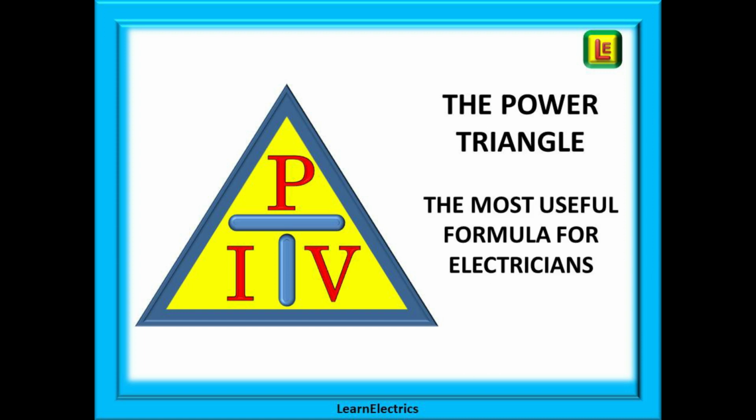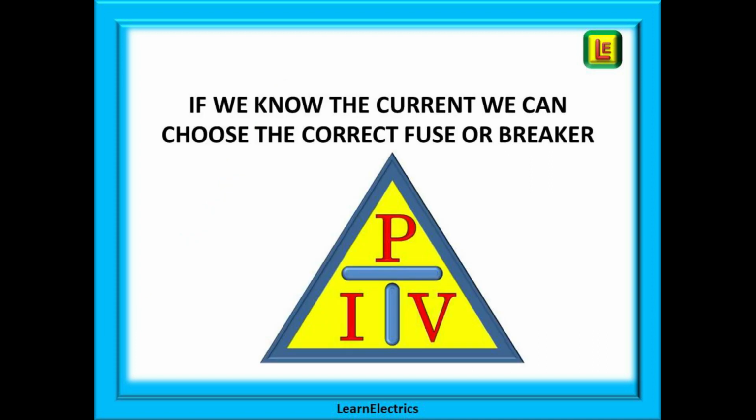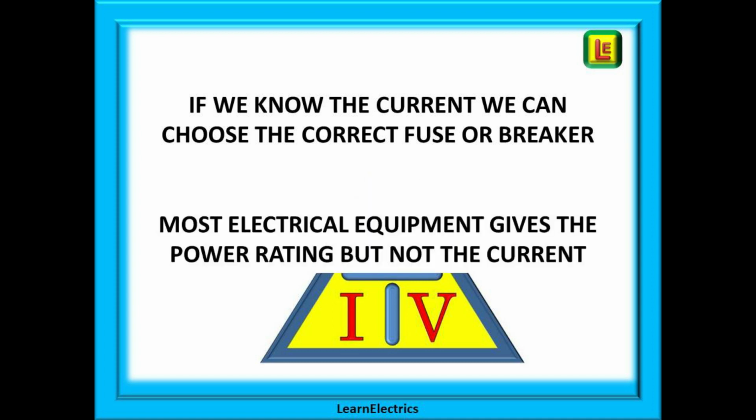Here at Learn Electrics, we all agree that this is the most useful formula for electricians, and here is why. If we know the current that will flow through a circuit when the equipment is turned on, we can choose the correct size fuse or breaker for proper functioning and for safety. But most electrical equipment will give the power rating of the appliance but not the current, and we choose fuses in amps, not in watts.